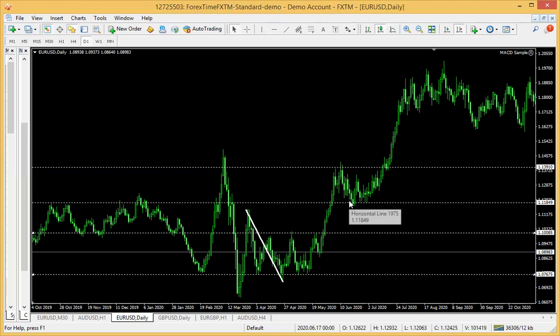Look at what happened. The market managed to go down to this level. The bullish people pull it back up. Then this same thing happened here. The bullish people pull it back up.